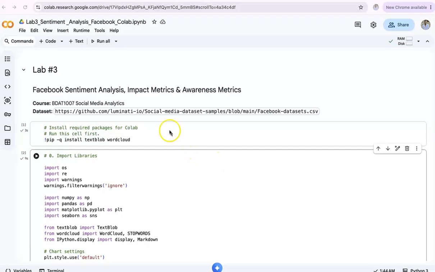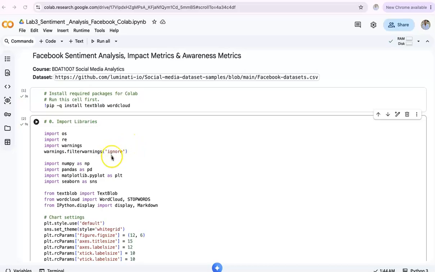the data set I got from GitHub. And as you can see, I have the GitHub link to this data set. And the purpose of this notebook is to analyze Facebook comment data using sentiment analysis, engagement scoring, and impact matrices, and also visualization to support decision making.